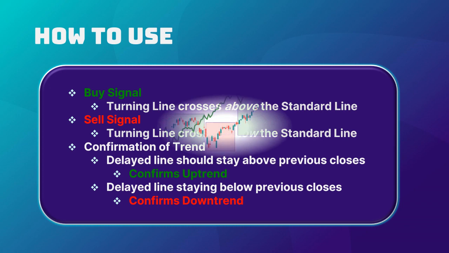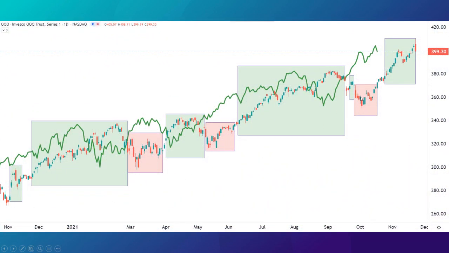So one of the things you have to remember is when I look at this, it's going to be a little bit off. The boxes are not necessarily going to be at the beginning of the uptrend because remember that delayed line goes above the past price 26 periods before.